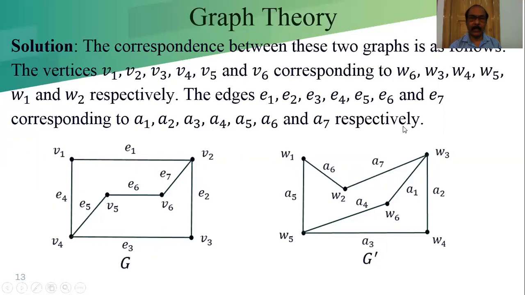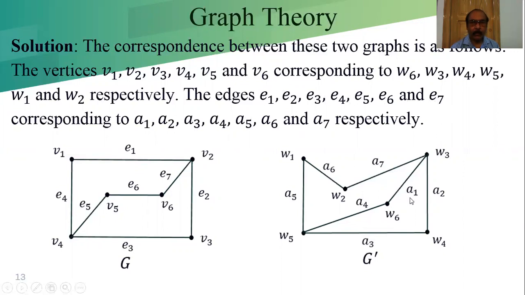Similarly for the edges, as soon as we get the vertex correspondence, a pair of vertices gives the edge. So if we take the vertex pair V1, V2, that is edge E1. V1 corresponds to W6 and V2 corresponds to W3. So we can easily find that E1 corresponds to A1. Similarly the edges E1 to E7 correspond.